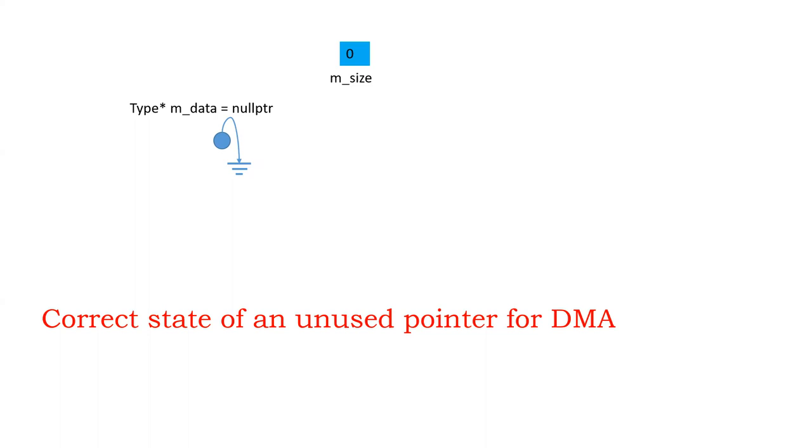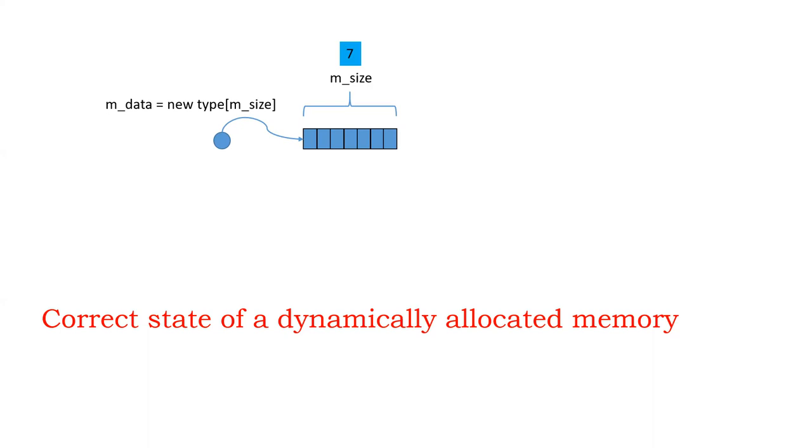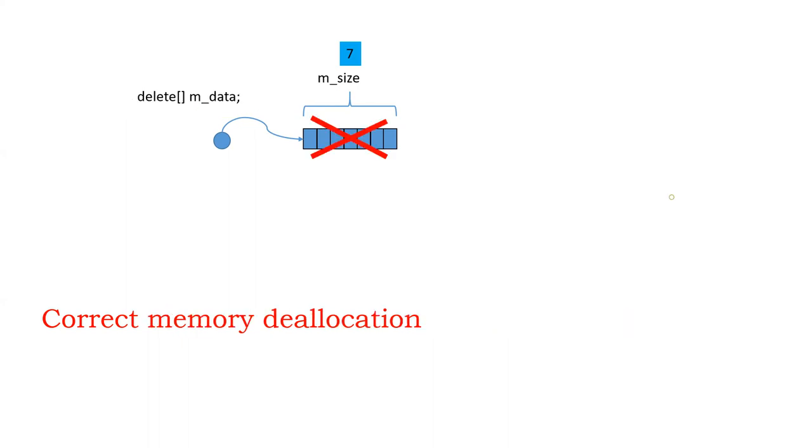We said that the correct state of an unused pointer in dynamic memory allocation, when you don't know what's going to happen to it next, is to always set it to null pointer. So later on, you can detect that this pointer is unused. You don't need to do any deletion, and it can't be pointing to allocated memory. And you have to always keep track of the size of the memory you're allocating, and you have to make sure when you deallocate it, you deallocate it the way you allocated it. If it's an array, you delete it with array notation. If it's a single entity, you delete it with single entity notation.